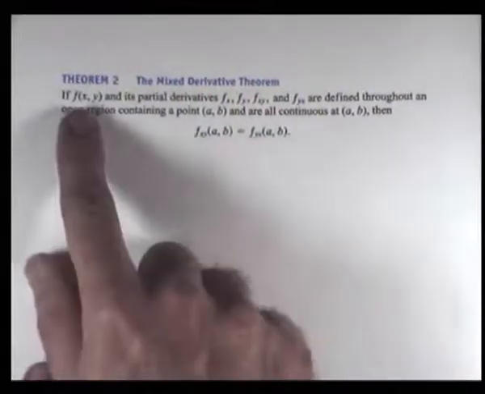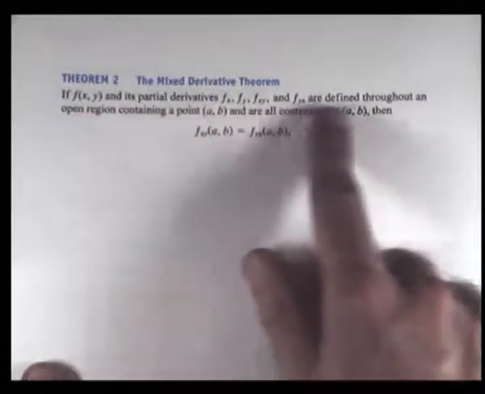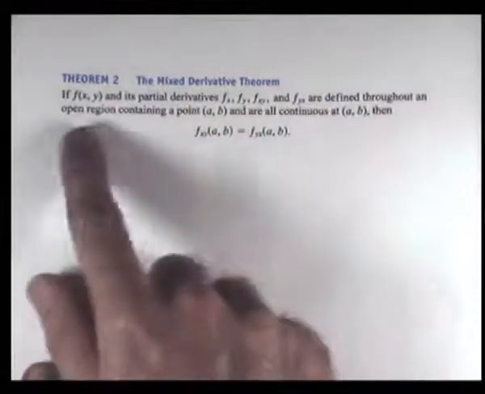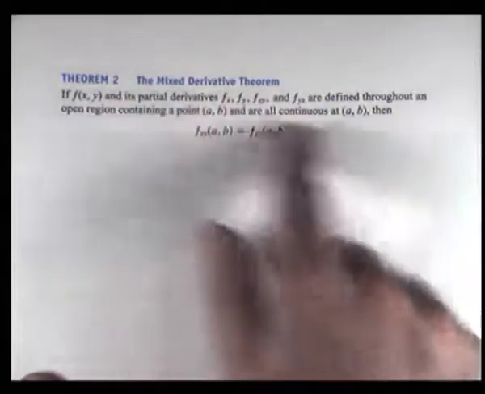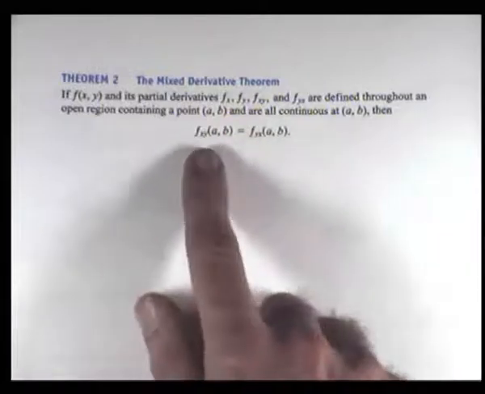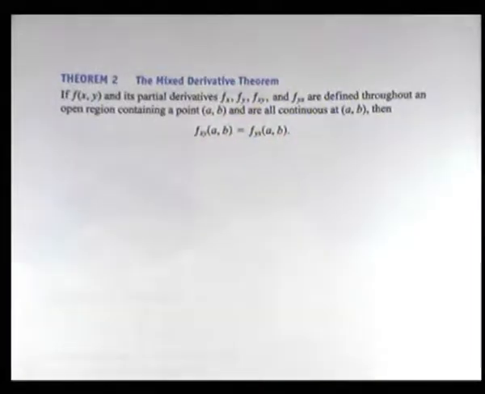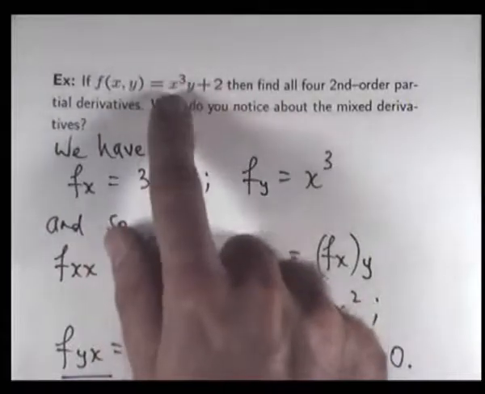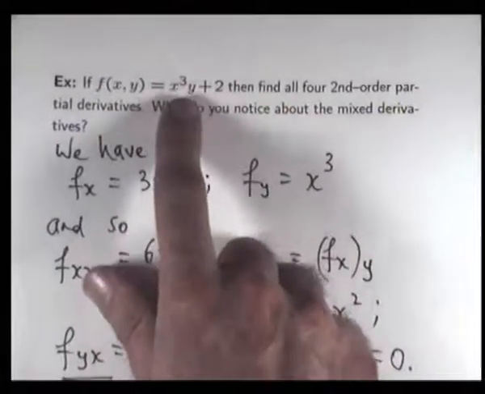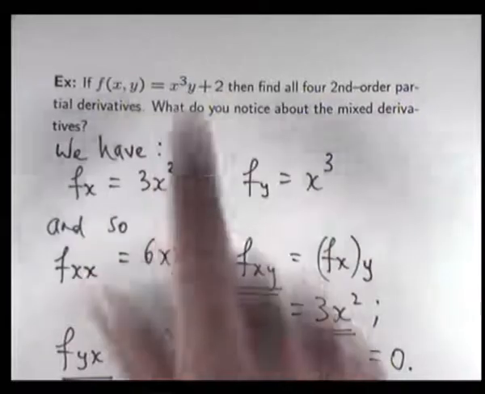Okay? So if f and its partial derivatives are defined throughout an open region containing a point, and all of these functions and its derivatives are continuous at the point, then the mixed partials are equal at that point. Now, what's the importance of this theorem? Well, it can save us time in computing the mixed partials. So this is going to have all the continuity properties that you need to apply the theorem that I just showed you.